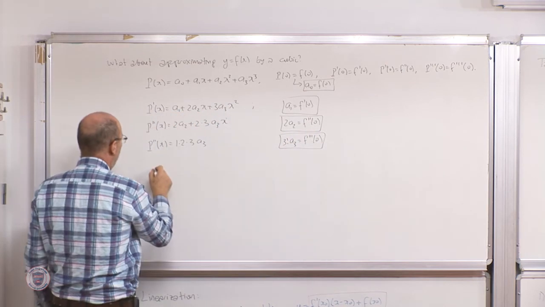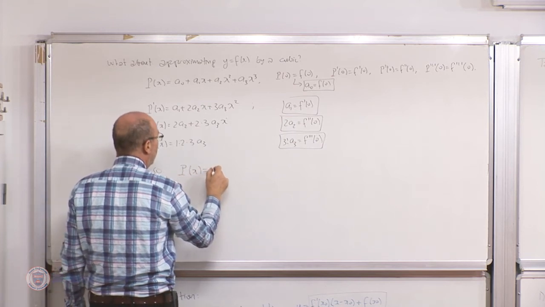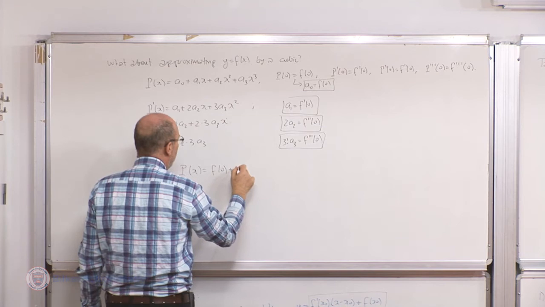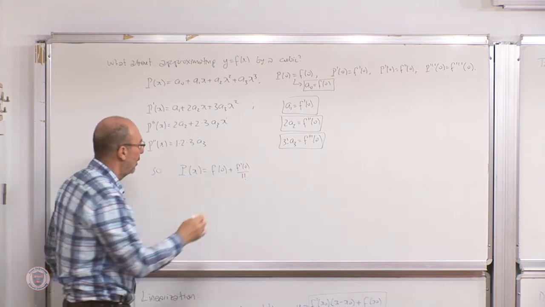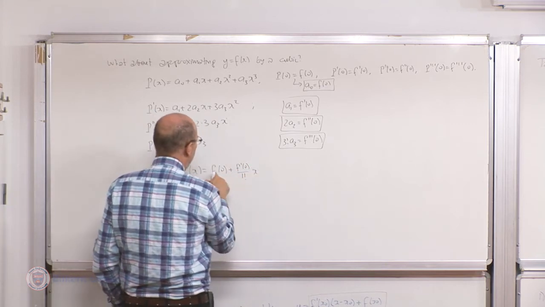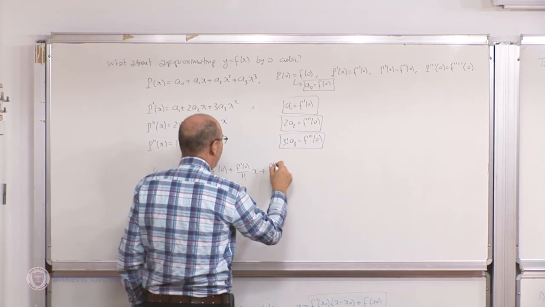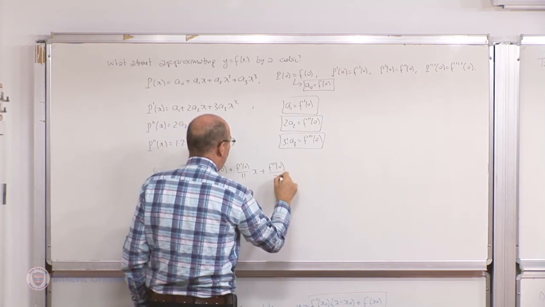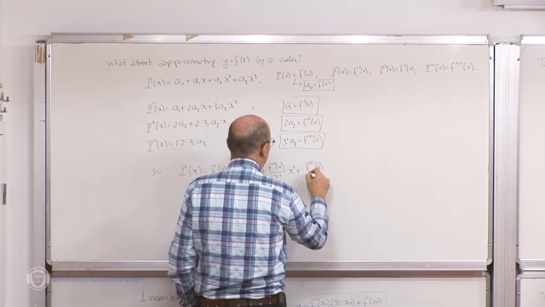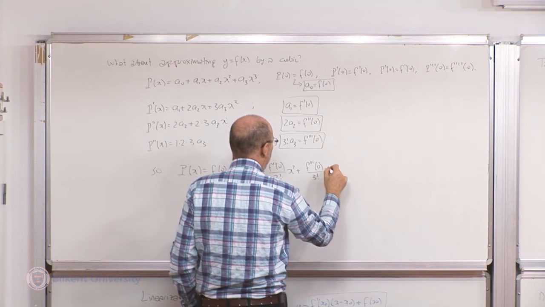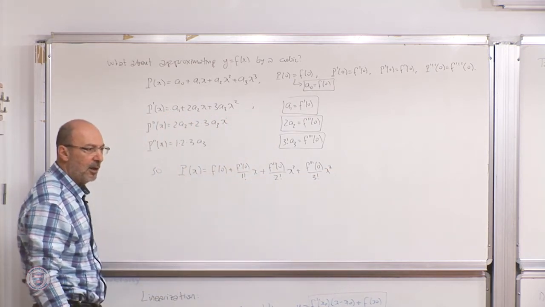So our cubic polynomial P of x is like this: f of 0 plus f prime 0 divided by 1 factorial x. This is actually divided by 0 factorial, but we never write it. Plus f double prime 0 over 2 factorial x squared plus f triple prime 0 over 3 factorial x cubed. Okay, so this cubic polynomial approximates this.